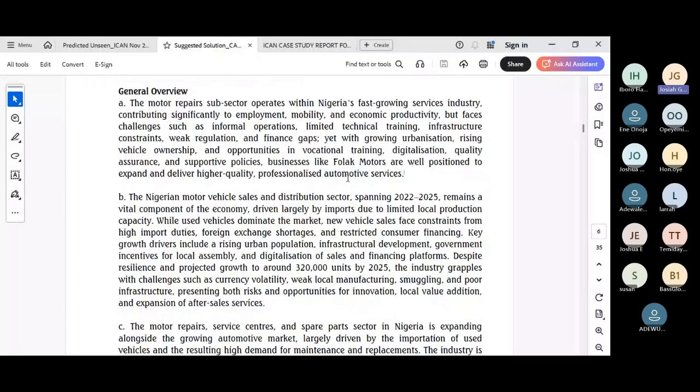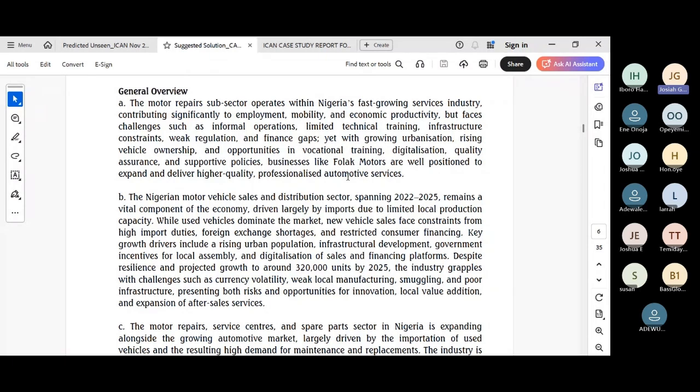All right, so the B aspect is from one of the exhibits. I won't state the exhibit because I just picked them from what I read. I said the Nigerian motor vehicle sales and distribution sector spanning 2022 remains a vital component of the economy, driven largely by imports due to limited local production capacity. So if you've done 2-3 lines, you are okay.